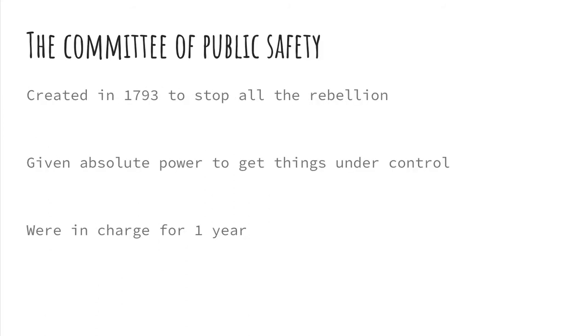The Committee of Public Safety. It was created in 1793 to stop all of the rebellion. They were given absolute power to get things under control, and they were in charge for 1 year. What the people did was they said that the government could do whatever they needed to do for 1 year to make people stop having revolutions and fighting and causing change to the government. Because they had done this every single time there was a new government, and they realized that if they kept doing it, they would never come to a solution.